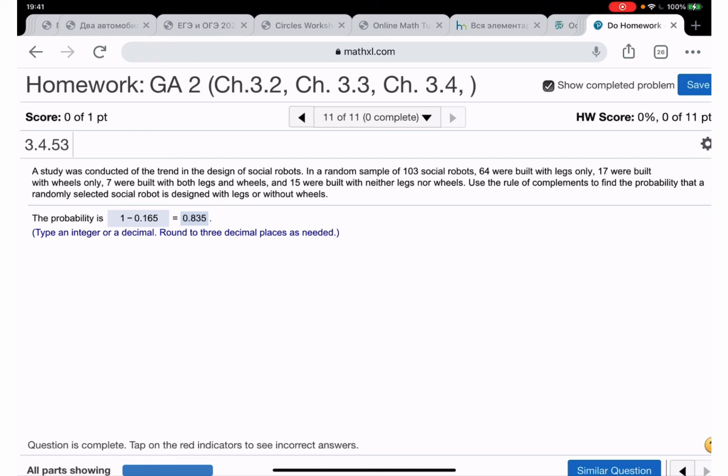Okay, since we don't have the without wheels case, we need to find the case when we have with wheels. And that is how many we have? 17 were built with wheels only. So the probability of the randomly picked robot being with wheels only: we take this 17 and divide by 103 and you get 0.165. Therefore, since we are going to use the rule of complement, 1 minus 0.165 is going to be our robot that is designed with legs or without wheels.